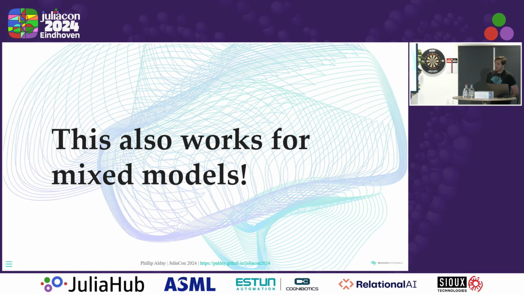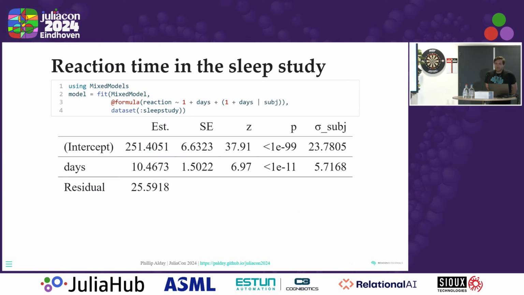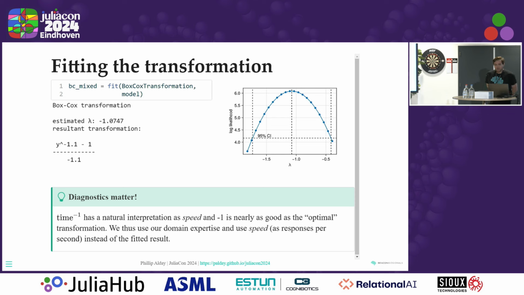This also works for mixed models, which is something that the R universe only very recently got. I think they took the gauntlet being thrown down. So this is a mixed effects model looking at reaction time and a sleep study. Test subjects were deprived of sleep, and their reaction time went down the longer they went without sleep, unsurprisingly. If you actually fit the regression model here, there's a couple of little problems. But what we can do is fit the regression, fit the BoxCox transformation, and again, we just call fit BoxCox transformation, and then we pass it the mixed model we started off with.